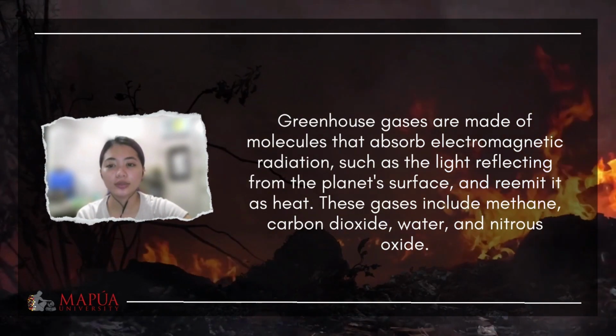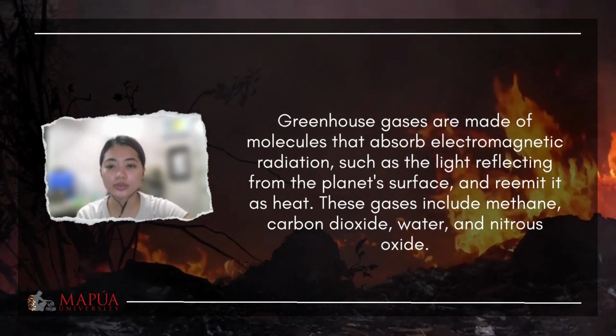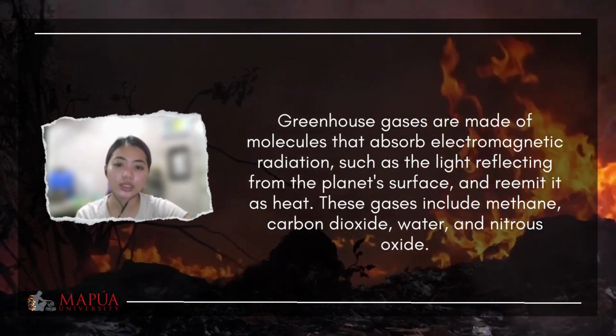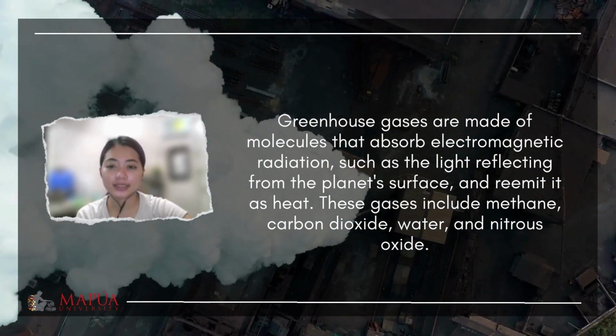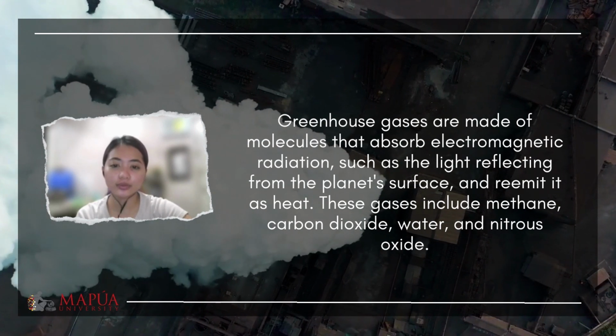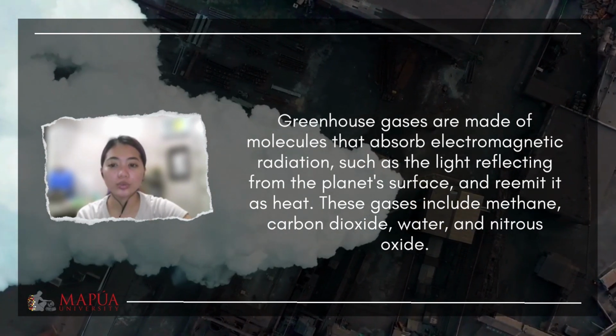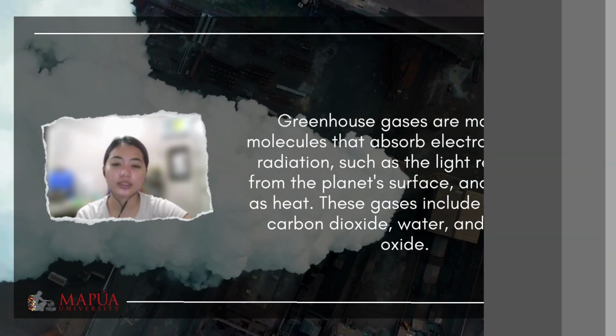Greenhouse gases are made up of molecules that absorb electromagnetic radiation, such as the light reflecting from the planet's surface, and emit it as heat. These gases include methane, carbon dioxide, water, and nitrous oxide.